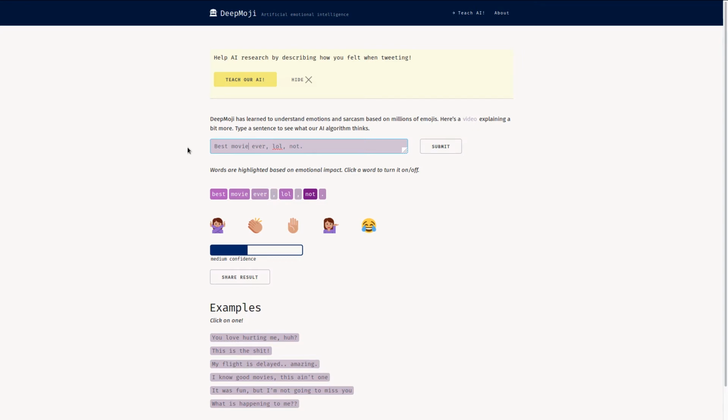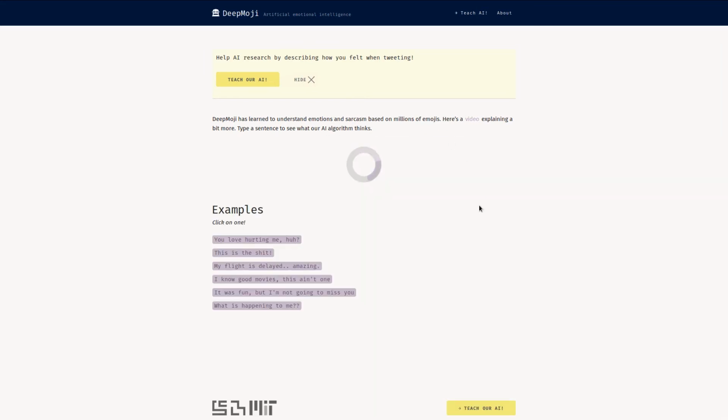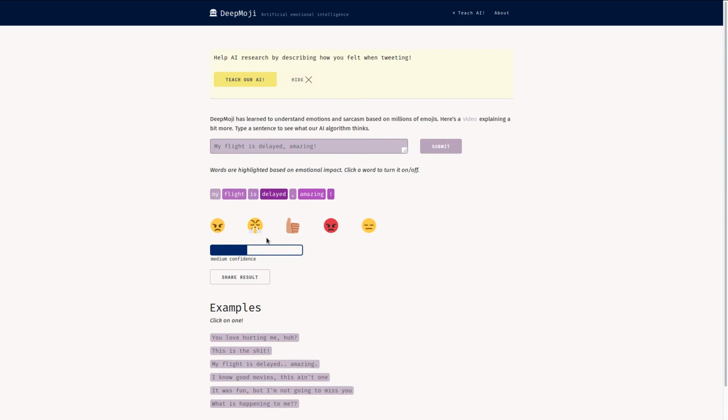Now, one of the things that it probably has a bit more information on is the examples that are included in here. So if we click the one, my flight is delayed, amazing, you can see that this is associated with a lot of pissed off emojis. Maybe because of the periods, we can actually try to change this. Maybe change it to an exclamation mark, see what that does. Now, as you can see, it's still steaming emojis. There's one thumbs up, but for the most part, having your flight delayed is probably never associated with a positive sentiment.